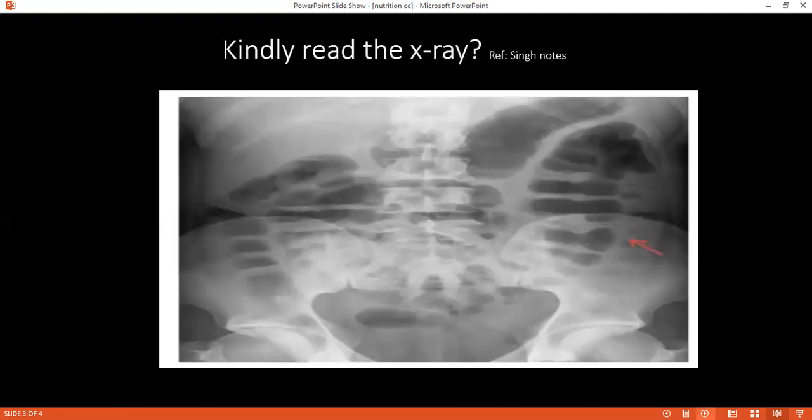What can you see in this? Can you help me to read this? What is this condition, or what is this called? Can anyone else answer? Yes, this arrow is pointing at something. What is this called?